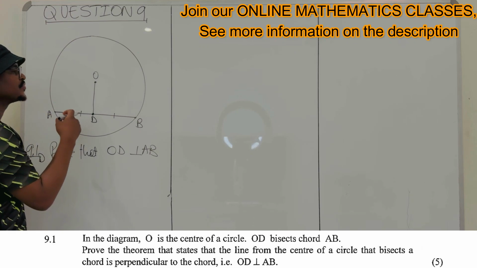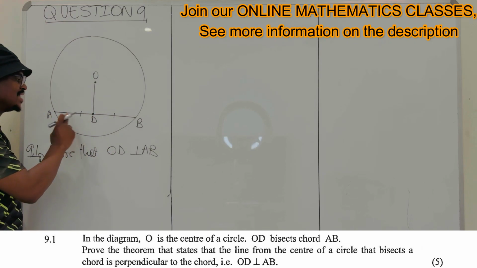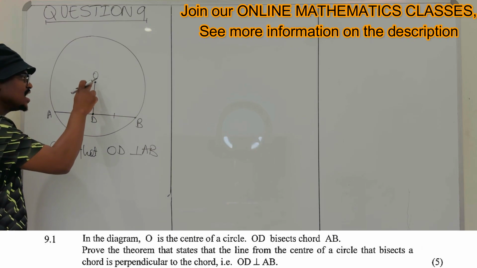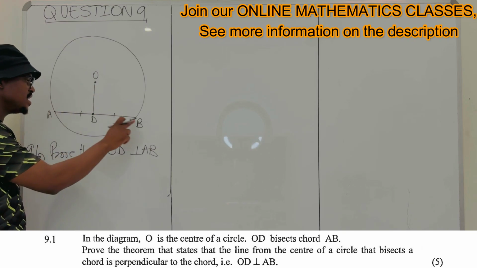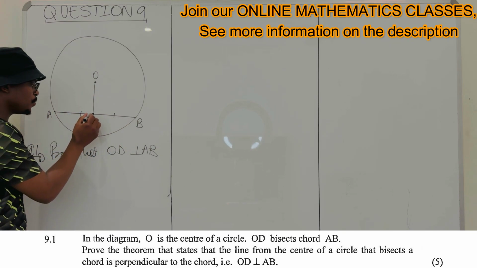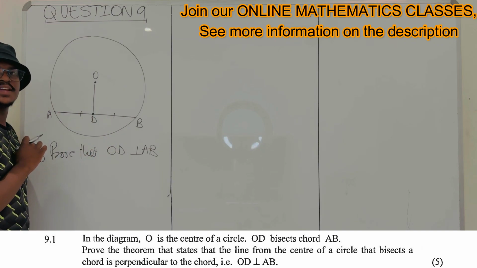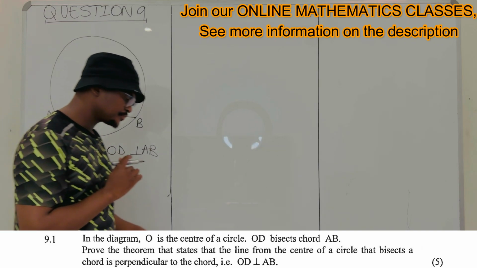Right? If you're saying OD bisects AB, which means OD intersects AB at the midpoint. So this is the midpoint of your chord AB. That's what it means. No problem.